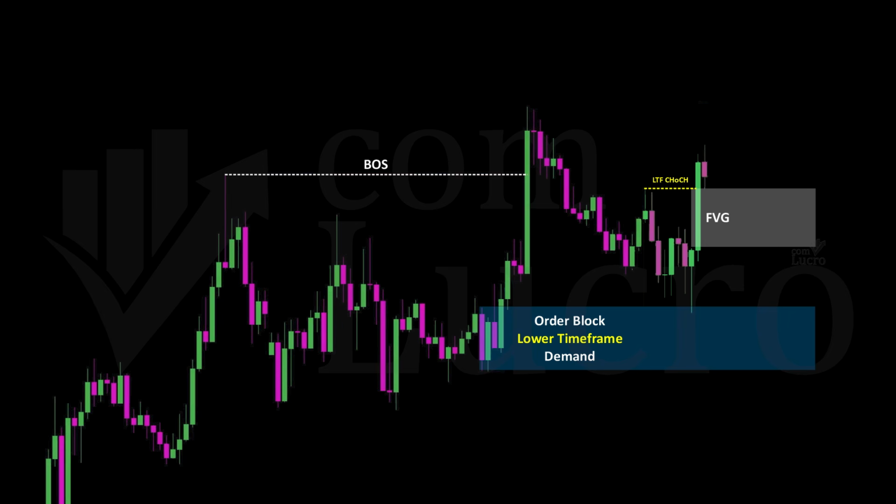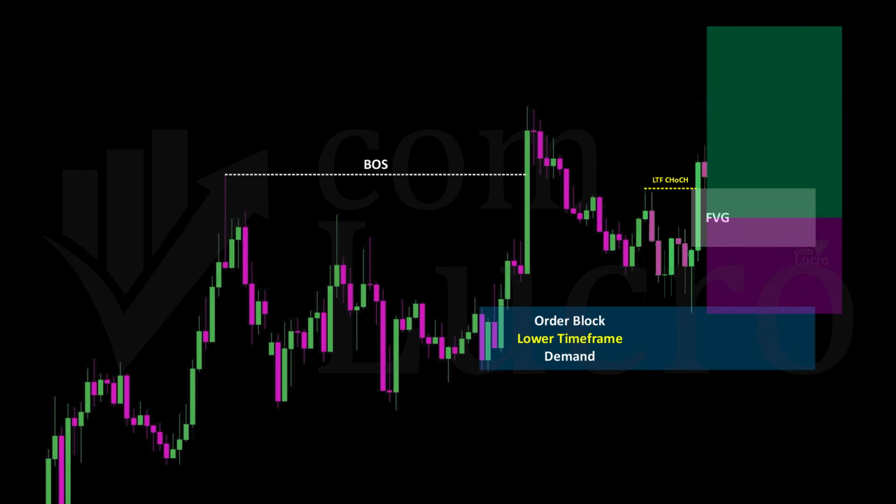In this case, we mark the fair value gap on the chart, place the entry at the 50% level of the gap, commonly referred to as the consequent encroachment, and position the stop loss below the low of the lower time frame swing. The target remains simple and mechanical, always aiming for a 1 to 2 risk to reward ratio.